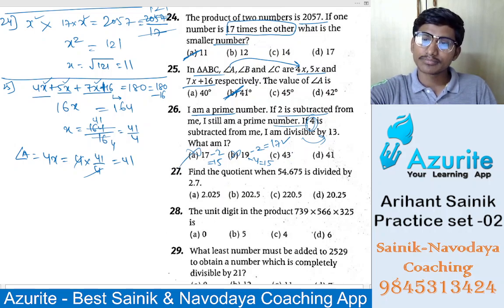Now 43. Subtract 2, 41. Subtract 4. It is how much? 39. So that 39 is divisible by 13. So 39 3s are. So 43 is the answer.